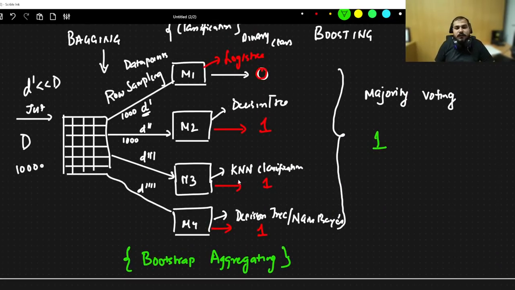Now, many people will say, Krish, what about a tie? Tie mein kya karenge? Guys, in this kind of situation, we will be having more than 100 to 200 models. So it is very, very difficult that it will be a tie.